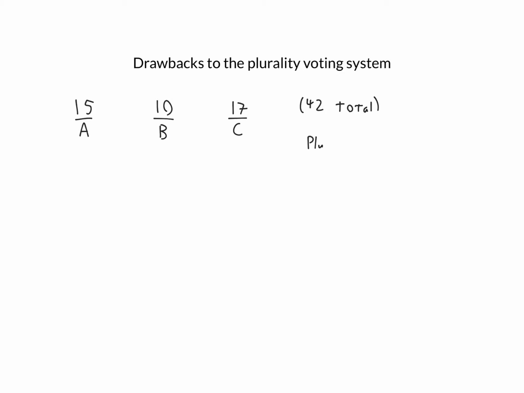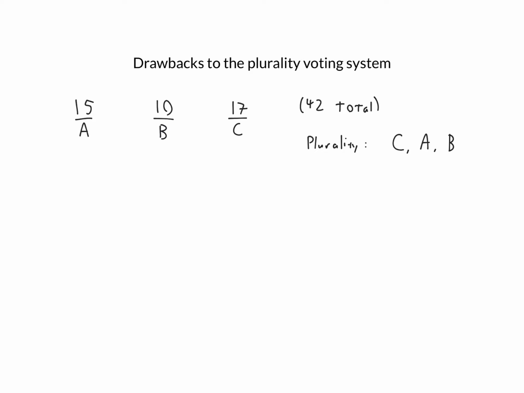And using the plurality voting system, we would have an extended ranking of C in first place, A in second, and B in third. So what are the drawbacks? It seems pretty clear-cut here that C was preferred over the other candidates by the voters. Well, notice that C is not a majority winner here. It only won the plurality.